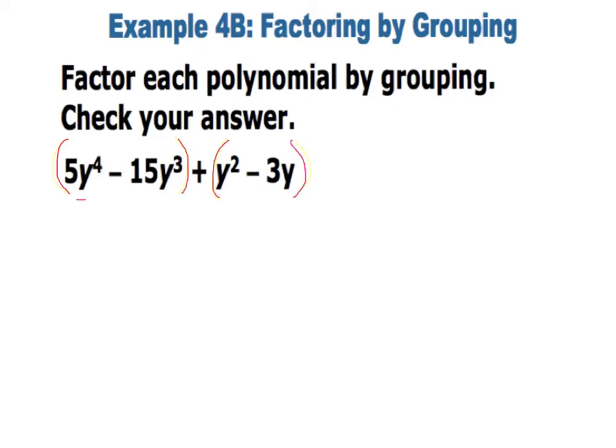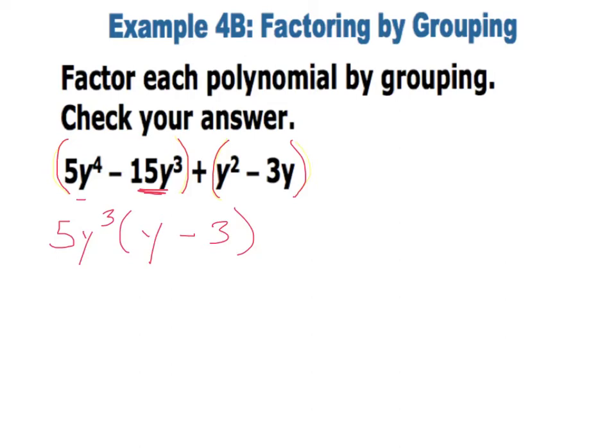Then we're going to compare here what's common. Well, I can factor out a 5. Looks like I have y to the third. So factor that out, and that leaves me with a y minus, and right here, what's left if I factor out a 5y to the third? Looks like there's a 3. Okay, so now let's do the next one.